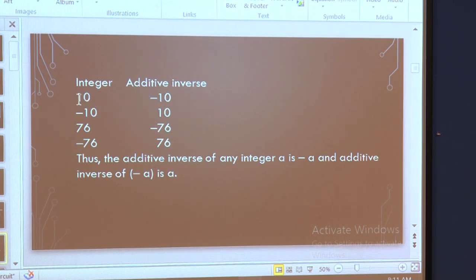So, what is an integer? 10 is an integer. What will be the additive inverse of 10? It will be the negative integer, that is minus 10. Here the integer is minus 10. What will be the additive inverse? The opposite of minus 10 is plus 10. For 76 it will be minus 76, and for the integer minus 76, the opposite is 76. Thus, the additive inverse of any integer A is minus A, and the additive inverse of minus A is A.